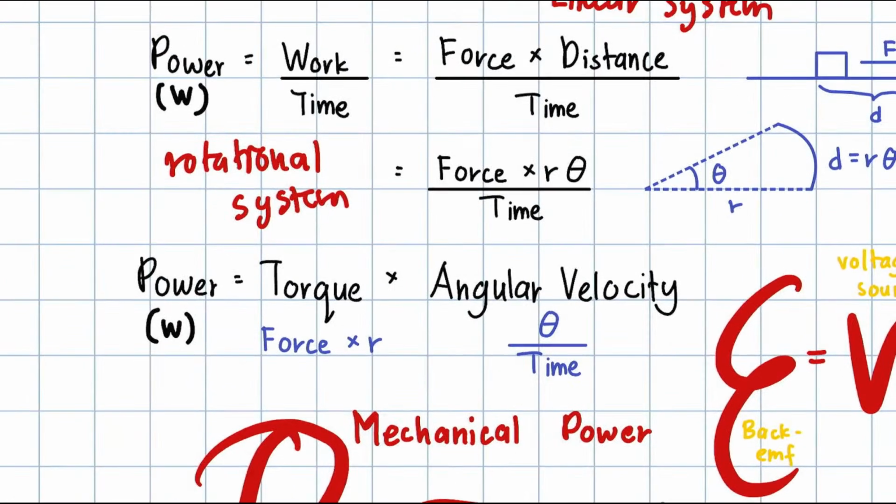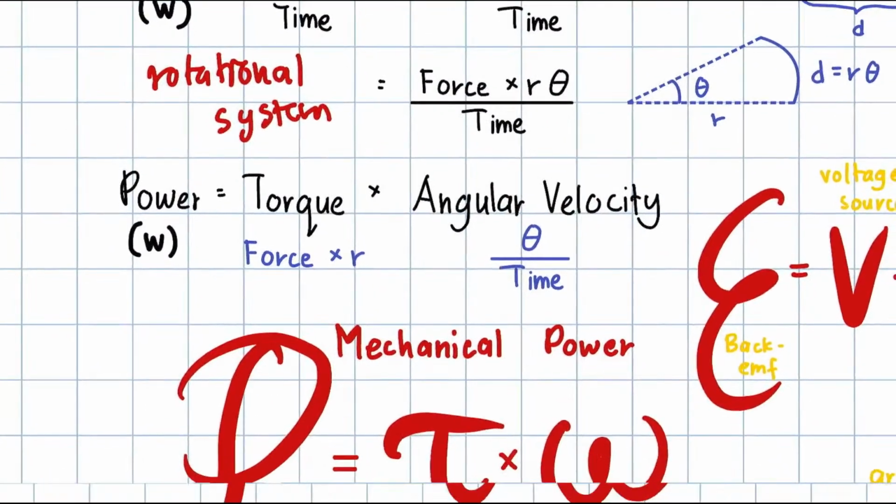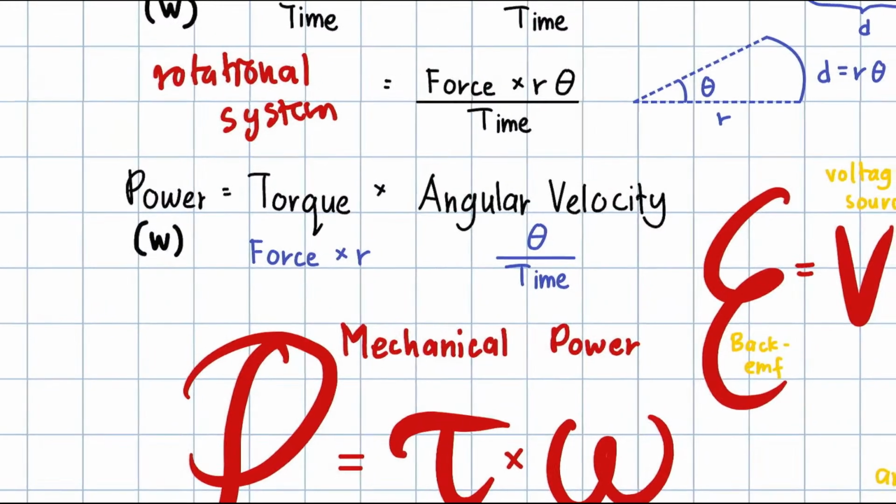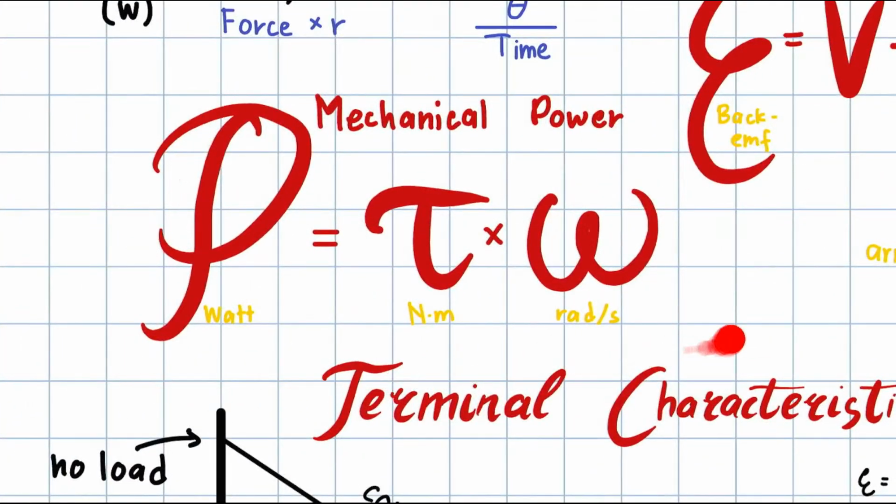So what does this have to do with a motor? It is because the equation for the power of a motor is torque times angular velocity. Okay, torque is force times r, angular velocity is theta over time. So you will get this equation. This is what we call the mechanical power of a motor. The power, in watts, equals torque times angular velocity. The torque is in Newton meters. The angular velocity is in radians per second.